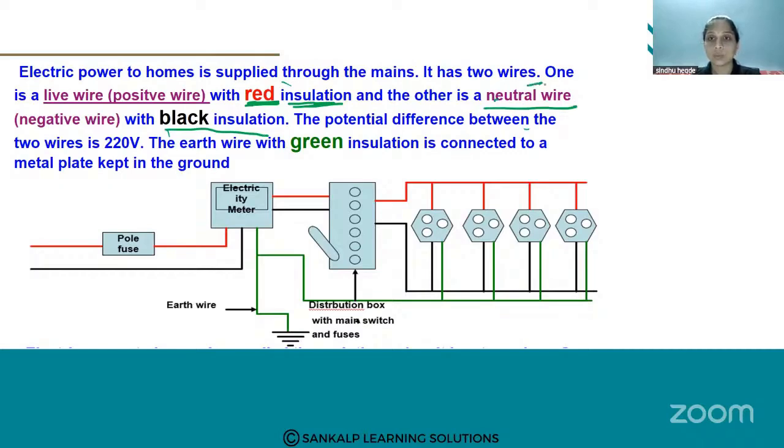ಇಟ್ ಈಸ್ ನೆಗೆಟಿವ್. And this red insulation is called live wire. It is always positive. Okay, it is always positive. The potential difference between these two wires, that means the potential difference between the live wire and neutral wire, is always 220 volts. So it's very very important. The potential difference between the live wire and neutral wire is 220 volts.